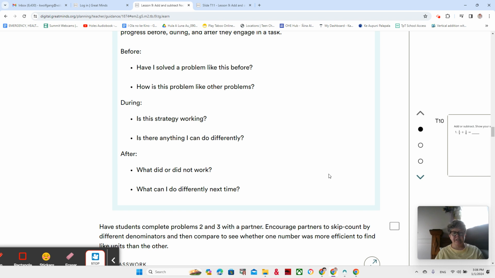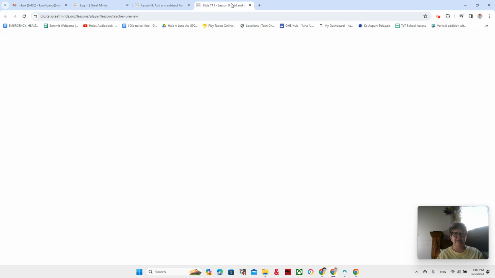And I just have some questions here on the screen for you to think about when you're looking at your fraction problems. Have I solved a problem like this before? How is this problem like other problems? So you're going to just look at the numbers and think about what you know. And then while you're working on it, is the strategy I'm using working? Is there anything I could do differently? And then when you're finished, did it work? Do I need to go back and redo it a different way? And what can I do differently next time? Okay, so just thinking about those things as you're doing your work.